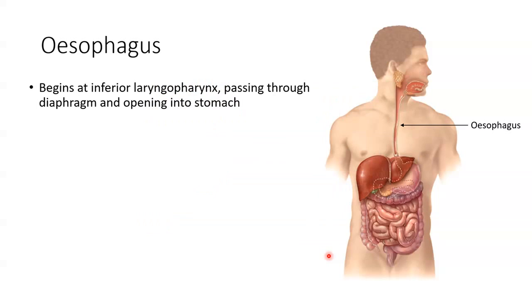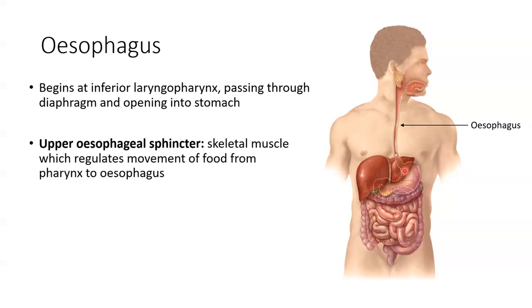As we have mentioned, after the mouth and the pharynx, the swallowed food and liquid then passes down into our esophagus. The esophagus is a collapsible muscular tube, so it's not actually held open. It's about 25 centimeters long, and it lies just posterior or just behind your trachea or your windpipe. The esophagus starts at the inferior end of your laryngopharynx. It passes through the diaphragm where it meets the superior portion or the top part of your stomach.